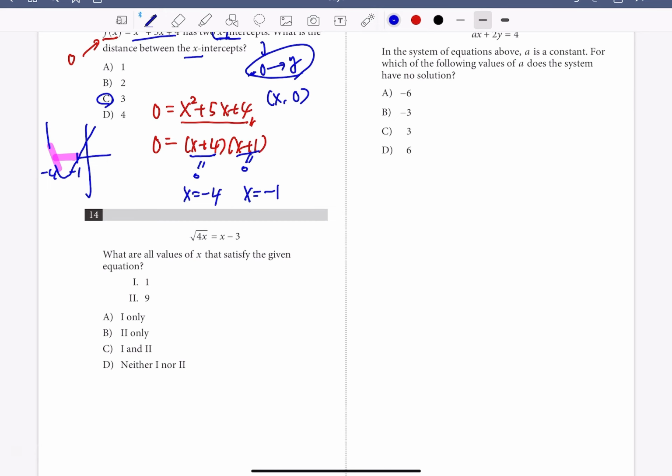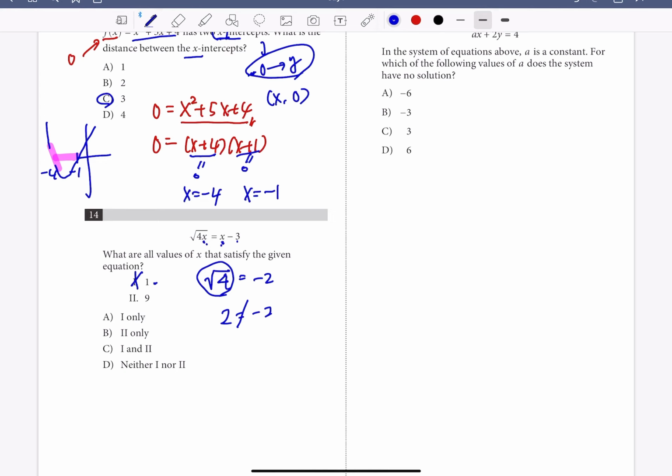What are all values of x that satisfy the given equation? Roman numeral question. I think we better plug in numbers. If 1 is an answer, when you plug in 1 for each x, the equation should be satisfied. Plug in 1 for x: 4 times 1 under the root, 4 times 1 is just 4. And then plug in 1 for this x: 1 minus 3 is negative 2. As you know, the square root of 4 is just 2, not negative 2. So Roman numeral 1 is not an answer.